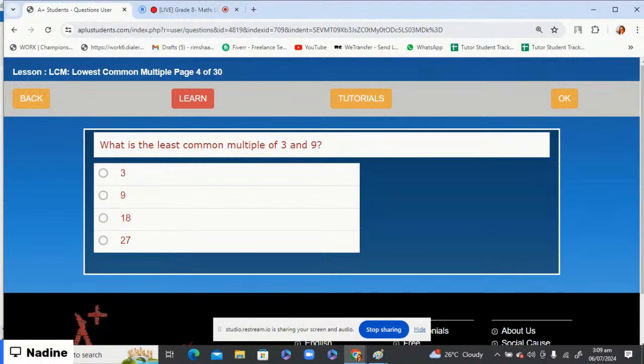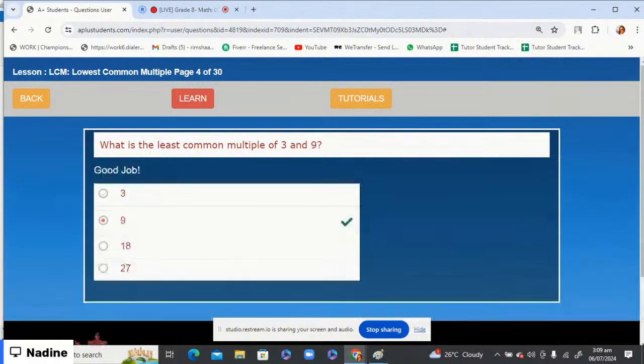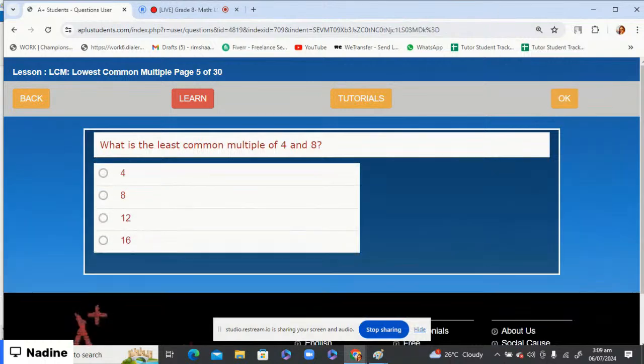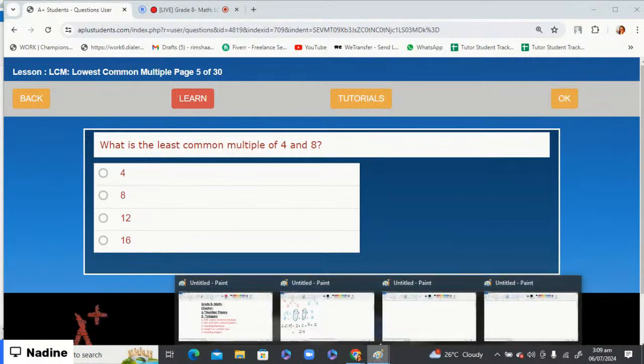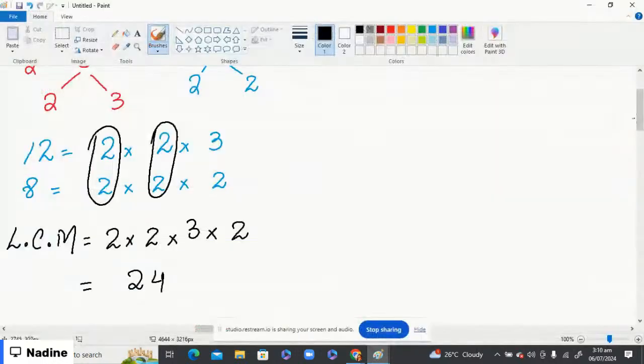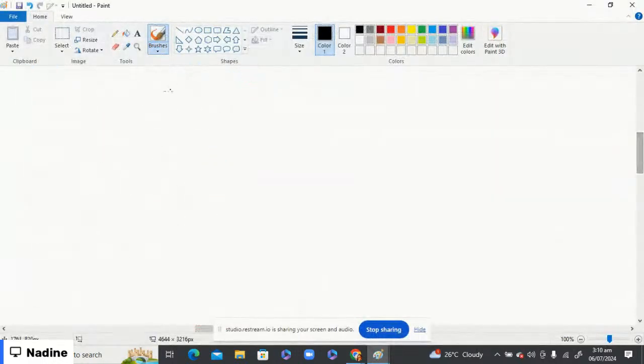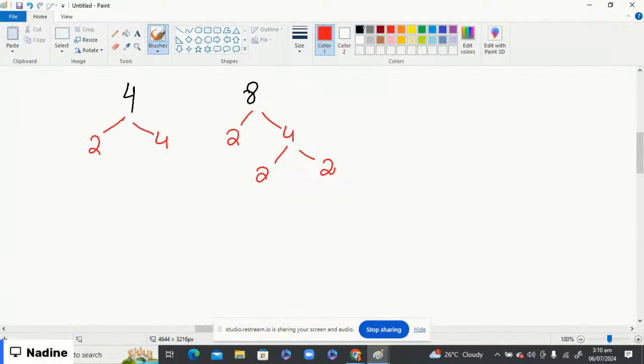So what is the least common multiple of 3 and 9? Already done it, I think so. That is 9. Alright then. What is the least common multiple of 4 and 8? Let's just check. It's 4 and 8. So 2 times 2 is 4. 2 times 4 is 8. 2 times 2 is 4. Let's write.